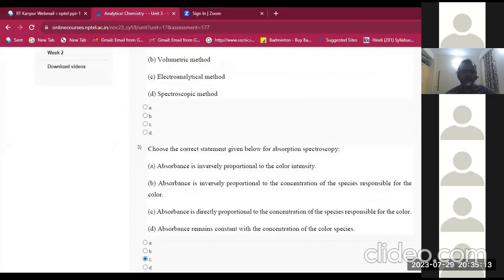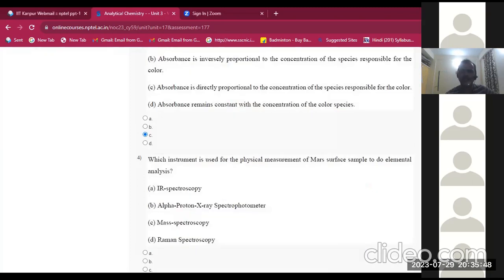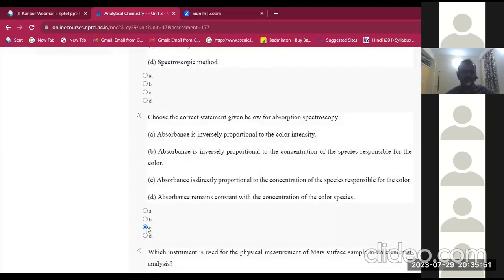Question number three: choose the correct statement from the following about absorption spectroscopy. Absorbance is inversely proportional to color intensity. Absorbance is inversely proportional to the concentration of the species responsible for color. Absorbance is directly proportional to concentration. You can correlate how much element is present in your sample. It will obviously be a very simple answer.